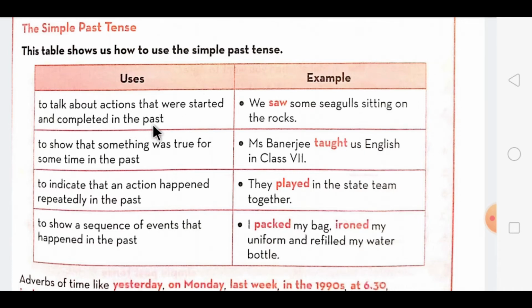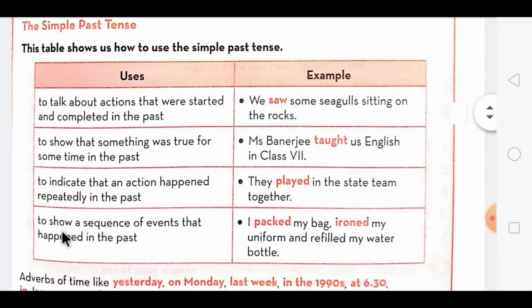जो पहले भूतकाल में शुरू हुए थे और तभी ख़त्म हो चुके हैं. Then the second one, to show that something was true for some time in the past, means जो past भूतकाल में कुछ चीज़ें जो हुई थी जो सही थी, ट्रू थी. Then the third one, to indicate that an action happened repeatedly in the past. एक action, एक स्थिति जो बार बार हुई थी भूतकाल में. And the fourth, to show a sequence of events that happened in the past. और बहुत सारी चीज़ें एक के बाद एक जो ख़त्म हो चुकी है भूतकाल में.